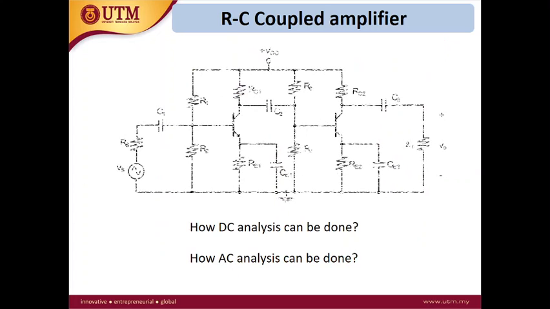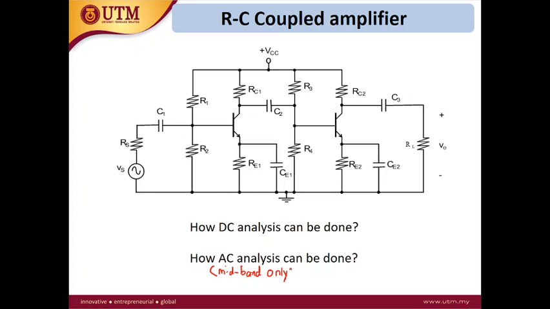Okay, so how can the DC analysis be done, and how can the AC analysis be done? Okay, for this chapter, for AC analysis, we will only cover the mid-band analysis. The flow of analysis is the same as what we have done in the previous chapters.